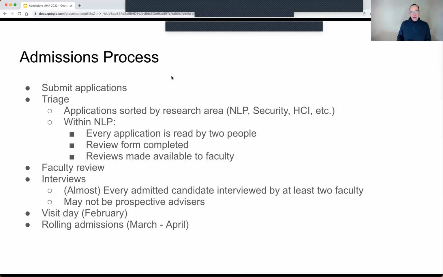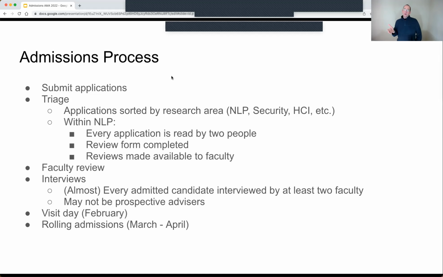We interview every candidate that is offered a spot for admissions. We'll get an interview first. That I think is a little bit different from some universities that might not interview people, but everyone we admit will get an interview. I believe that's true, although I'm sure there's some exceptions sometimes. And almost every applicant will be interviewed by at least 2 faculty members. And those faculty members may not be your prospective advisors. So we work together to ensure that there's enough interviewers.